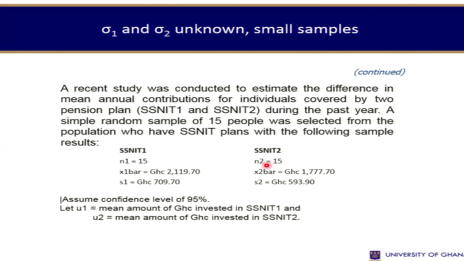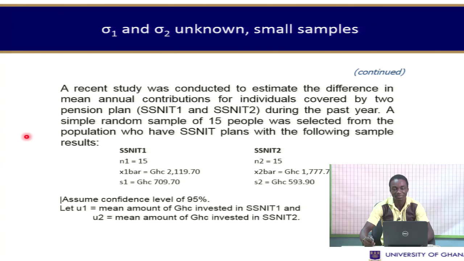Let's take an example. A recent study was conducted to estimate the difference in mean annual contributions for individuals covered by two pension plans, SNP 1 and SNP 2, during the past year. A simple random sample of 15 people were selected from the population who have SNP plans with the following sample results. In the first sample, n1, the first sample size, was 15, the sample mean for the SNP 1 group was 2,119.7, and the sample standard deviation was 709. Similarly, the second group had a size of 15, a sample mean of 1,777.7, and a sample standard deviation of 593.9.